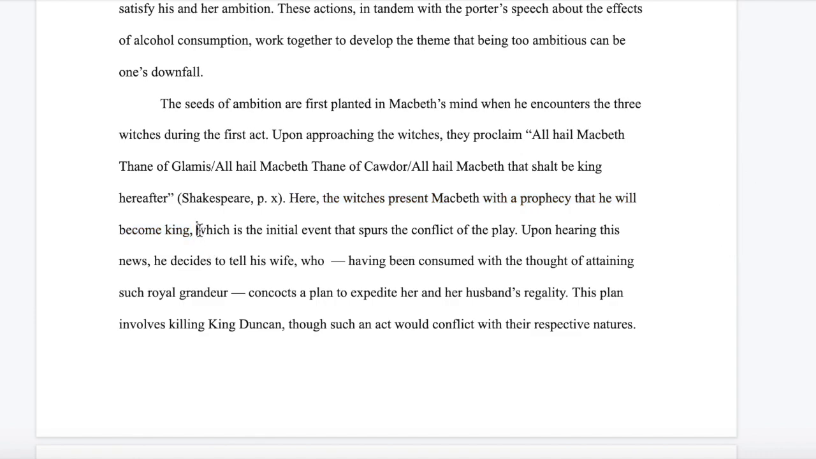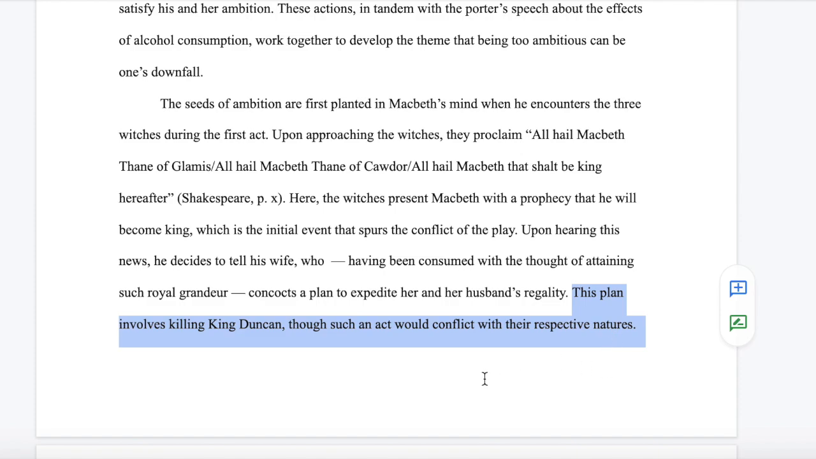When I say this is the initial event that spurs the conflict of this play, then I explain how that creates conflict for him. Because he then tells his wife afterwards, and his wife also is consumed with the thought of attaining such royal grandeur, so she becomes consumed with her own ambition, and then she creates this plan to make Macbeth king faster, which I say right over there. And then I say what the plan is, and in the sentence, I also create a transition to my next paragraph.